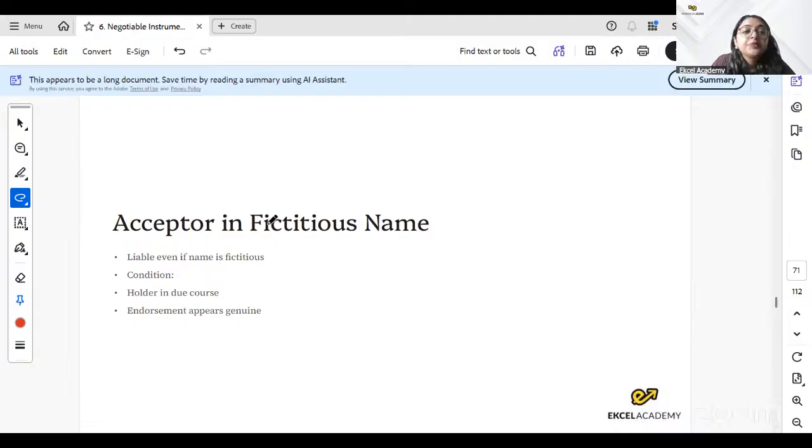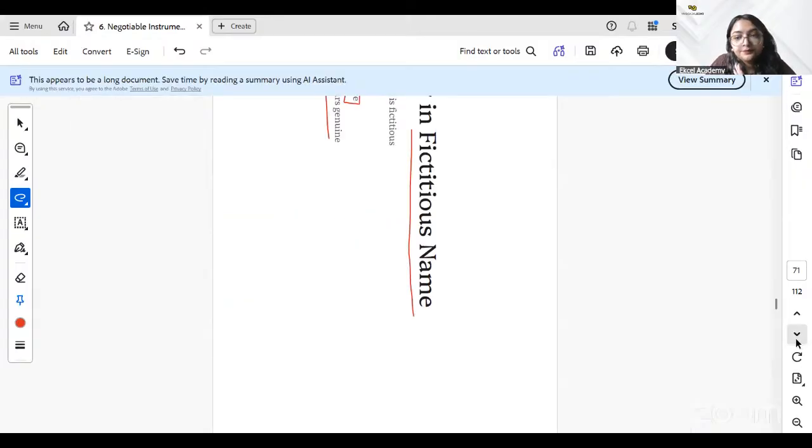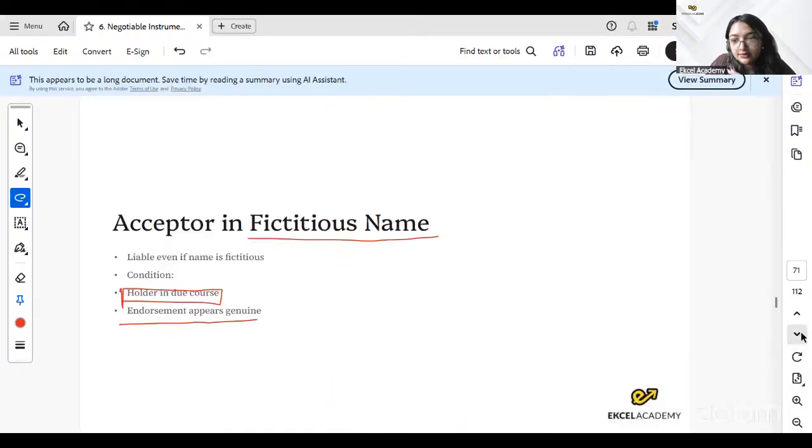Next is the acceptor in a fictitious name. Liable even if the acceptance is fictitious when you are a holder in due course and the endorsement appears genuine. Let's say, for example, someone has endorsed an instrument to you, and you are a holder in due course, that is, you have believed that the person who has endorsed the instrument has full title to endorse it, then you will not be liable.